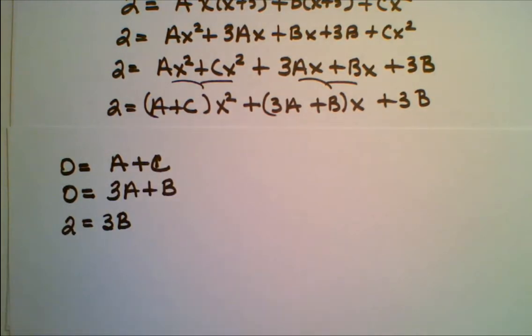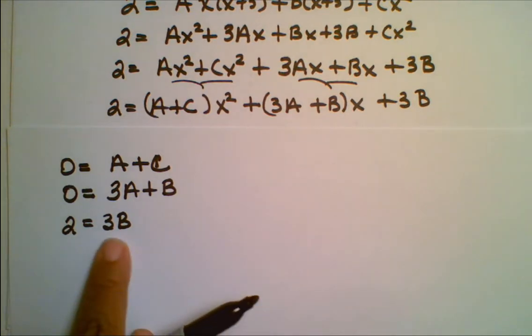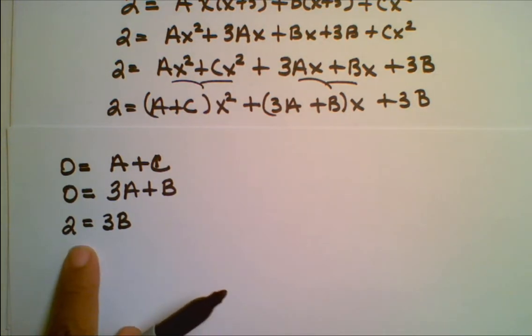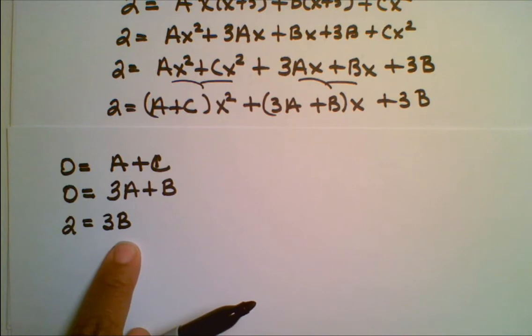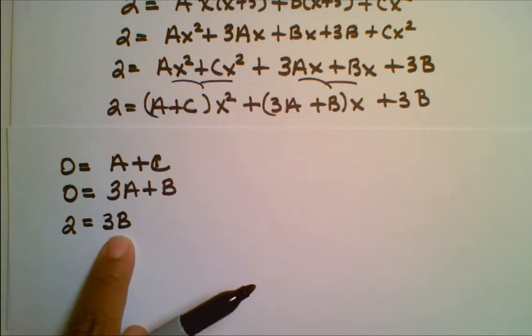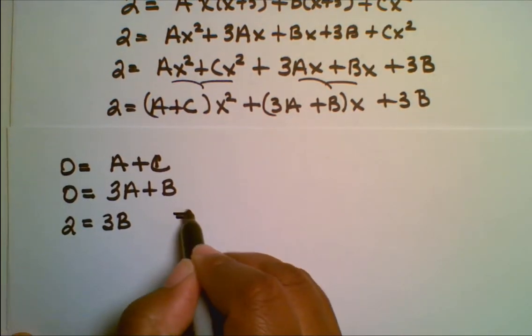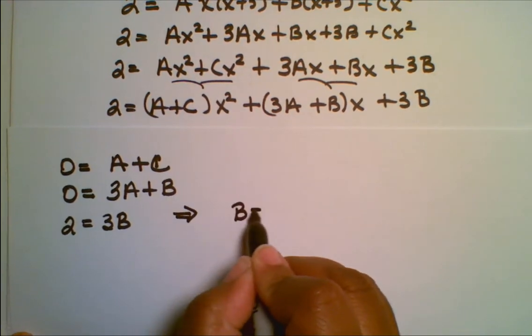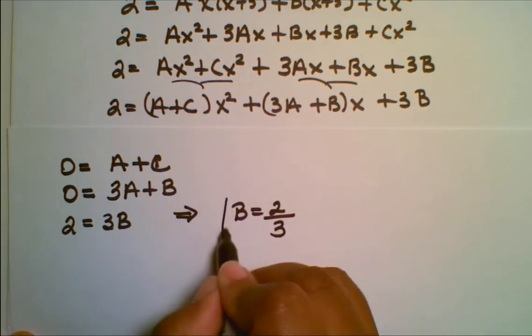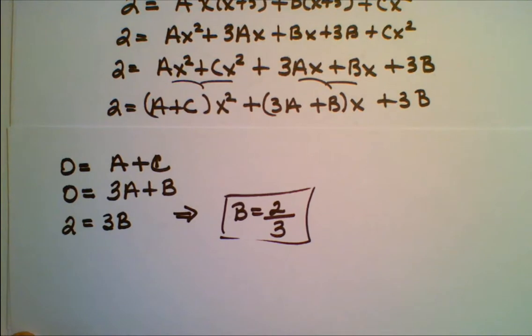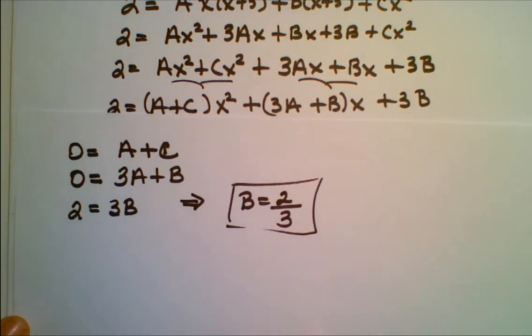Here's our system. How you choose to solve it doesn't matter: we can do back substitution, or you can use the elimination method. But since the last equation is 2 is equal to 3b, we find b. b is equal to 2/3. So we have b. Let's find a and c next.